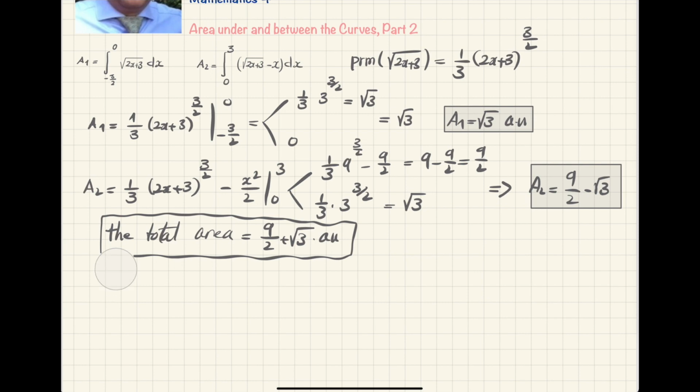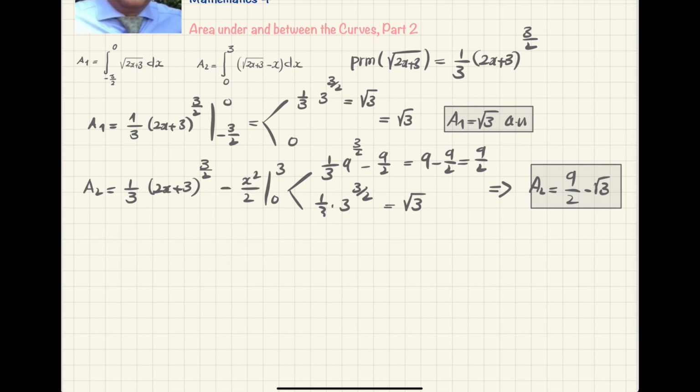Okay, let me now clean everything here. This is not the total area. The total area is the sum of these two numbers. Total area is equal to the square root of 3 plus 9 over 2 minus the square root of 3. So it is 9 over 2 area units. Okay, I can check the book. Let me just do it immediately. It is on the blue pages, chapter 4, problem number 24.